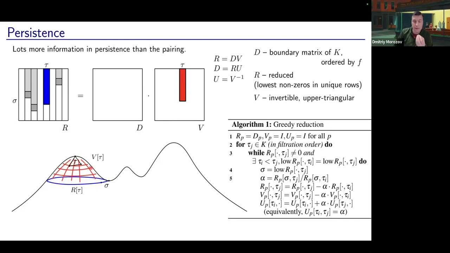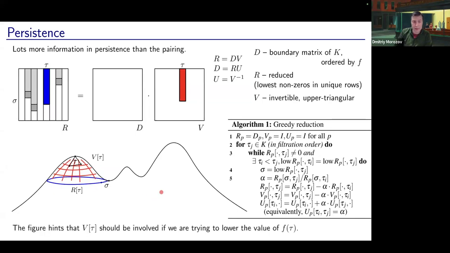So you can really think of it as a certificate. This column certifies that the cycle created by sigma is killed by the addition of tau, because the boundary of this chain is exactly this blue cycle. And this figure is suggestive. It hints that, well, if I wanted to cancel this pair sigma, tau, what I really have to do is, it's not enough to just push tau down to sigma. I actually have to move this entire cap down, because in order for me to cancel this pair, I basically have to flatten this cap. I have to bring everything in red to the level of sigma.